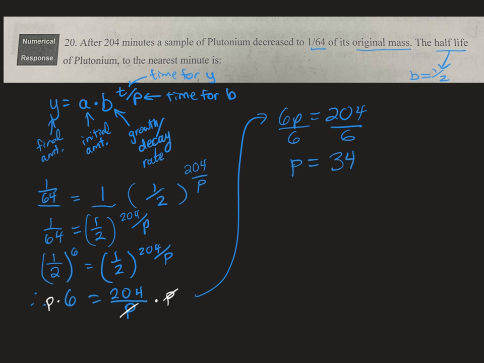Now, units on that, since the number in the numerator of the exponent was in minutes, that would mean the P value would also be in minutes. And they said to the nearest minute, so we're good. There we go. That should be the answer. Alrighty, hope that helped.